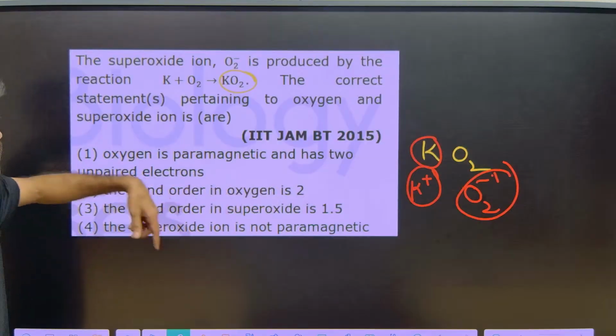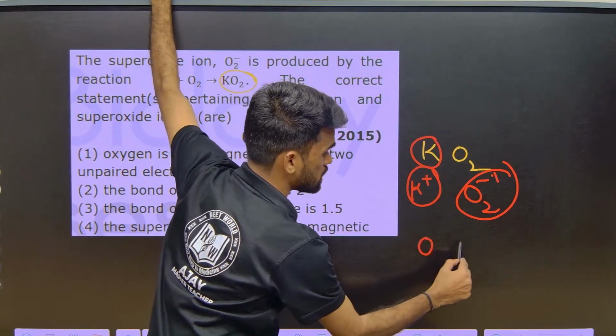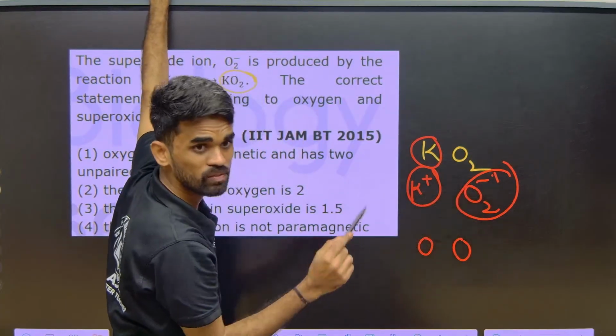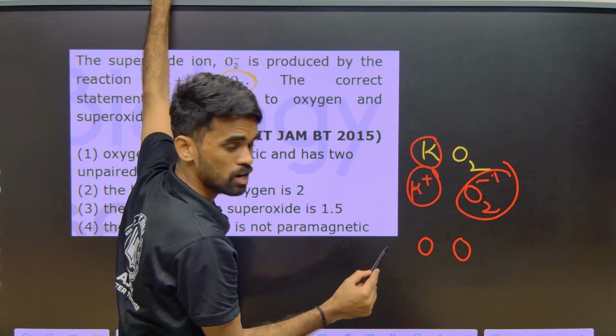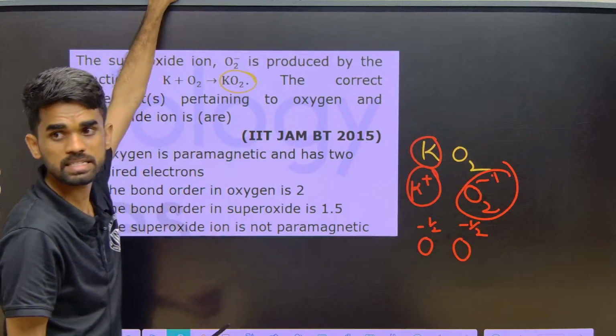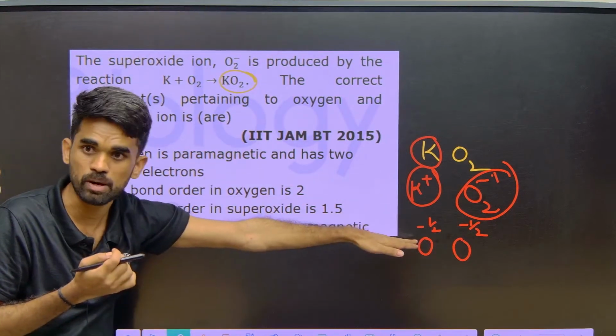Read this. So O2 minus 1 means, what is the oxidation state of each oxygen atom here? Two oxygens have minus 1, so one oxygen will be half. Which half? Minus half. In superoxide, what is the oxidation state of each oxygen? Minus 1 by 2 you should say.